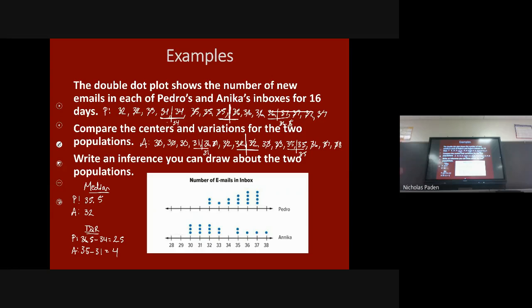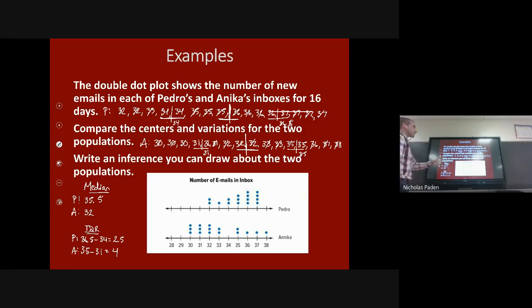Okay, so the centers, the medians, I just write them out in order and find the median of those two, and that is 35.5 for Pedro, 32 for Annika. And then the IQR, I find the median of the upper half minus the median of the lower half. And whenever you subtract, that difference is your IQR.